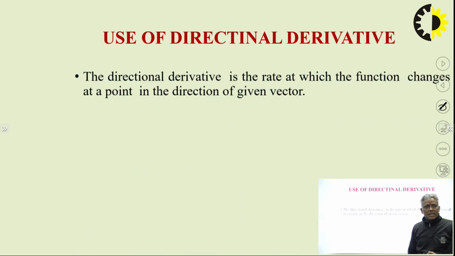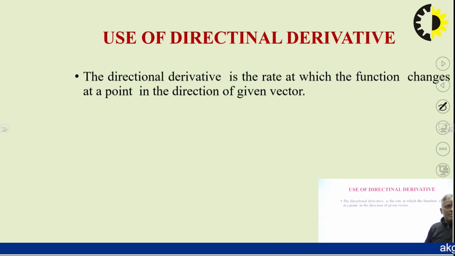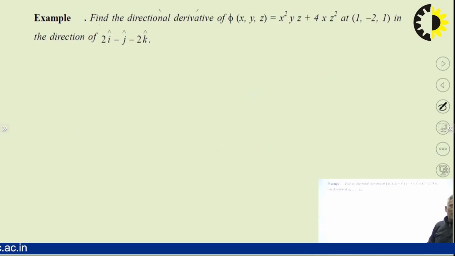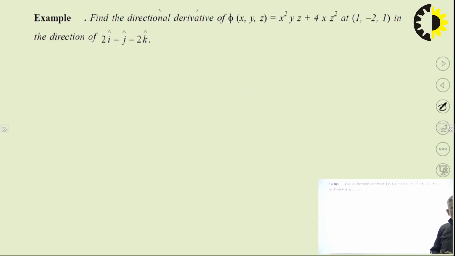Use of the directional derivative. First of all, the directional derivative is the rate at which the function changes at a point in the direction of the given vector. In this way we can calculate the position of the particle in space. If we want to find the rate of change of the function in a specified direction, we calculate the directional derivative. In this way we can calculate with the help of the function. Now let us explain through an example how to calculate the directional derivative.